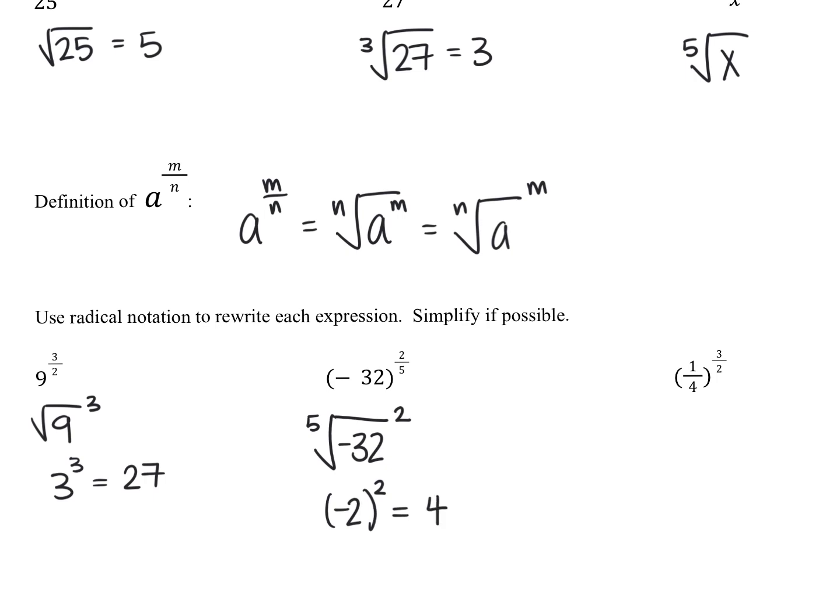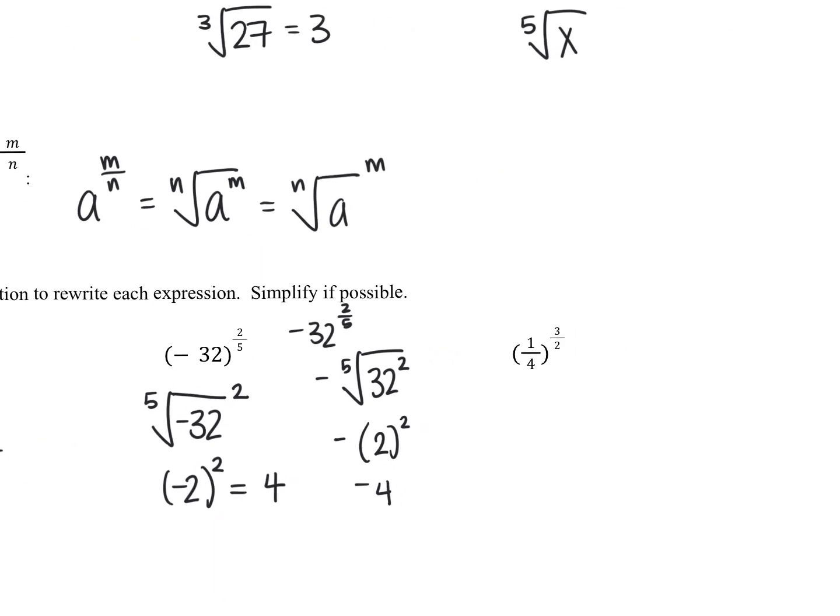If the negative had been outside, so if I had negative 32 to the 2/5 and the negative is on the outside, the negative stays on the outside. So it becomes negative 5th root of 32 squared, which becomes negative 2 squared, which becomes negative 4. So the location of the parentheses is very important here because it does change our final answer.